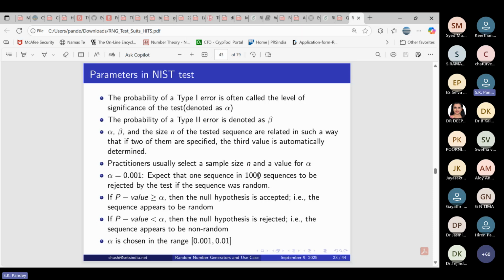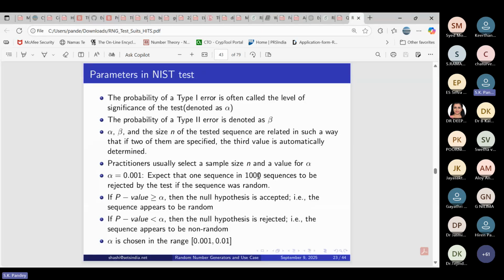So ultimately, the parameters are alpha, beta, and size n, which is the size of the sequence you are taking. We have to choose these three things wisely. But the problem with the NIST test suite is that it gives you freedom to choose only n and alpha, not beta. Whenever you are looking to build some new set of patterns, then you have to think about the availability of alpha, beta, and n. Only then can you justify that this test is working fine.